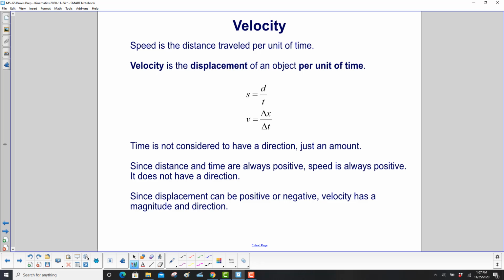Speed is the distance traveled per unit of time, right here. Velocity is a displacement of an object, delta x, per unit of time, delta t. Now we use t and delta t interchangeably sometimes. Delta is probably better to use because it shows the change in time. T is if you start your time at t equals 0, which we will do most of the time. But going forward, we'll use delta t. Time is not considered to have a direction, just an amount. Since distance and time are always positive, speed is always positive. But since displacement can be positive or negative, velocity has a magnitude and a direction. It can be either positive or negative.